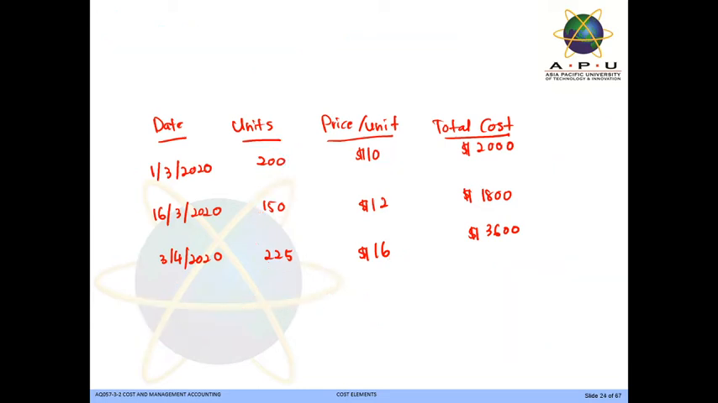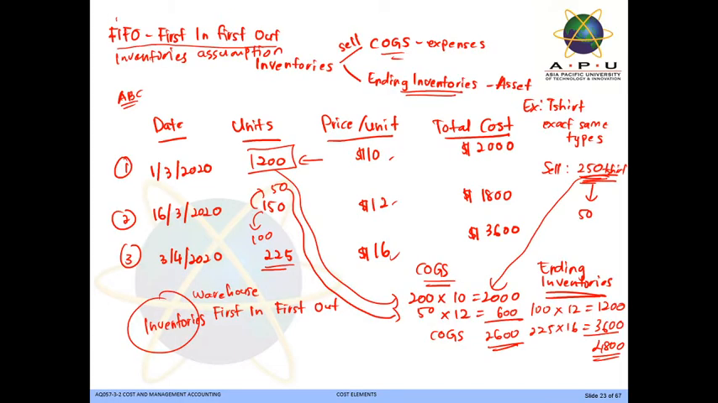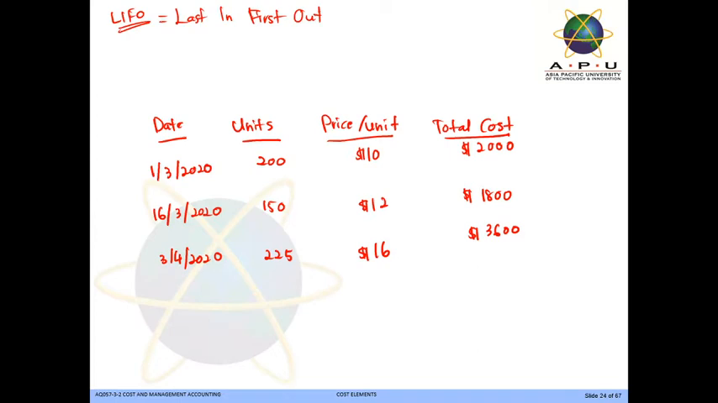Okay, now we move on to LIFO. LIFO is last in, first out. It is a bit different from first in, first out, because in FIFO we choose the inventory in the early batch, which is the first inventory that we took into the warehouse. But in last in, first out, we choose the inventory that was the last to get into the warehouse.